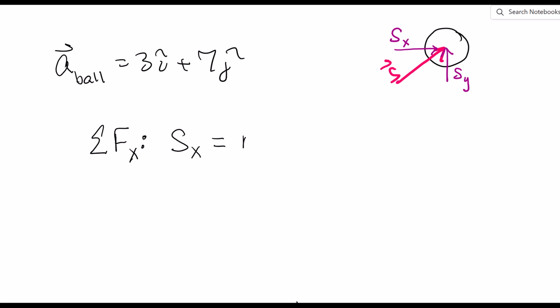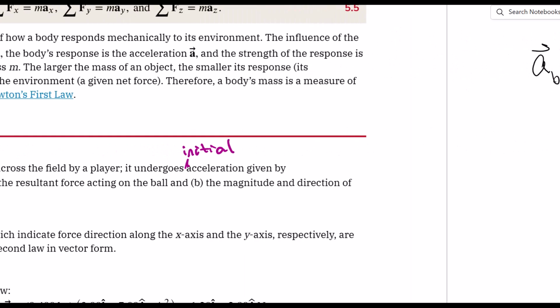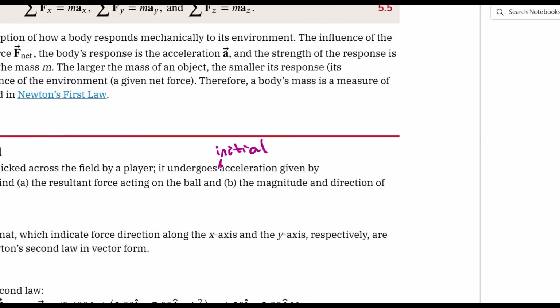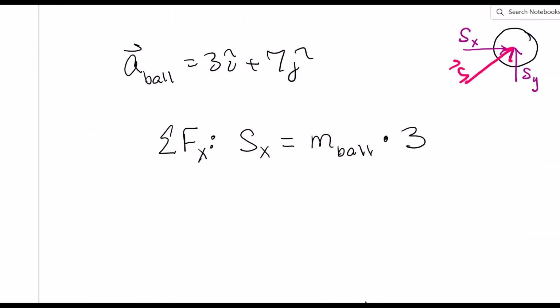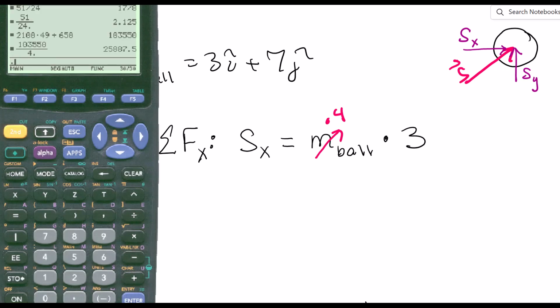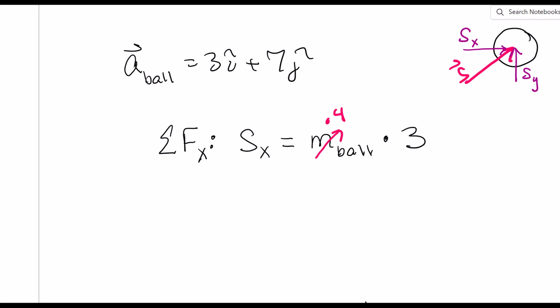So it's going to be the mass of the ball times the acceleration of the ball in the x direction, which happens to be 3. So tell me the mass of the ball. 0.4 kilograms. Okay, so S_x equals 0.4 times 0.3, and because this is where I'm going to get it wrong, I'm going to put the decimal point in the wrong place. Yeah, 0.12. Okay, you can make fun of me for that later. So that means the x component of the force of the shoe on the ball is 0.12.